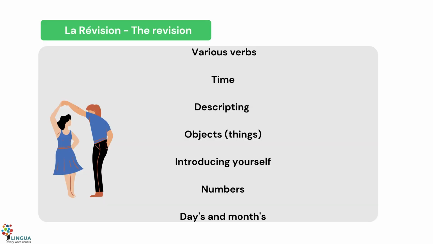As a recap, we've looked at some verbs, time, how to describe objects both at home and outside of your home, how to introduce yourself, numbers, and days and months of the year. So these are some of the things we've looked at so far. If you haven't, please check out the description below so that you can be up to speed with everything. And please also don't forget to subscribe.